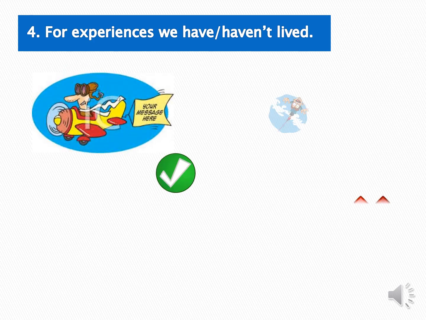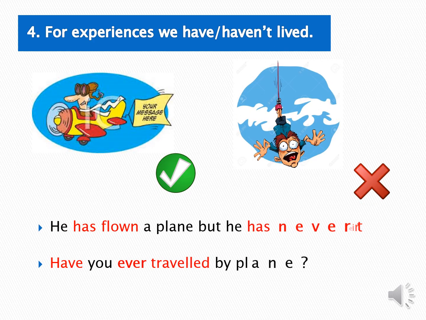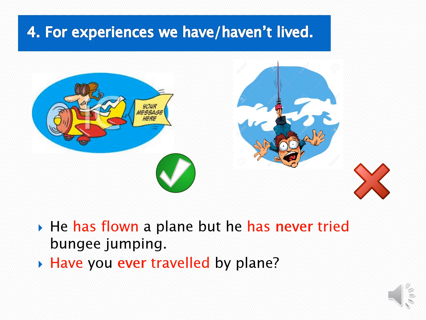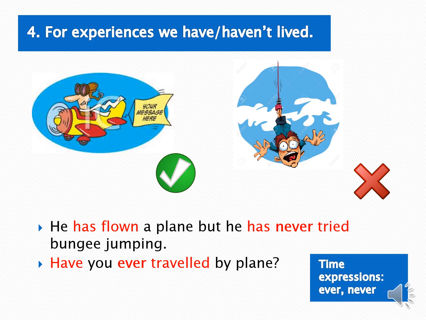And the next function is to talk about experience we have or haven't lived. For example, he has flown a plane but he has never tried bungee jumping. Have you ever traveled by plane? Time expressions for this function are ever and never.